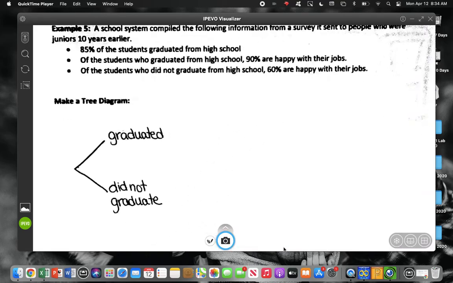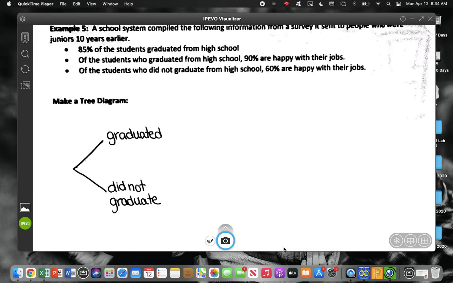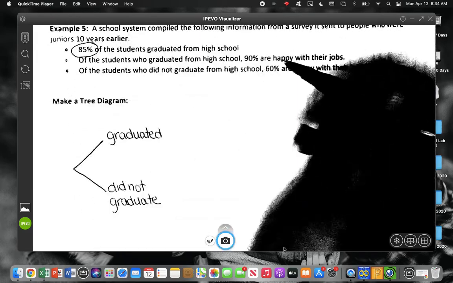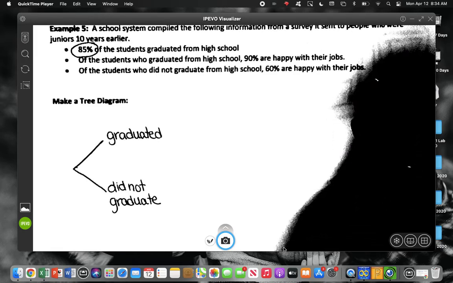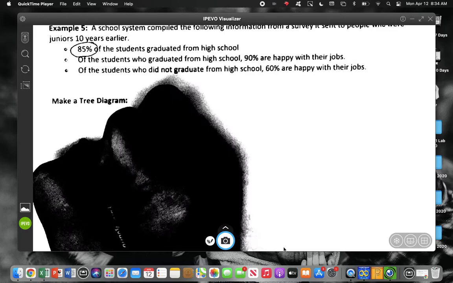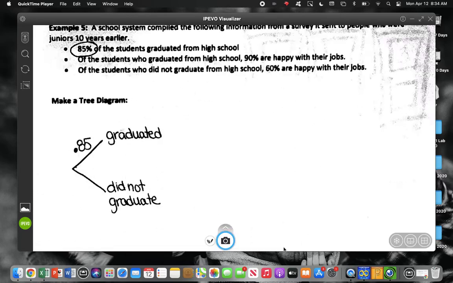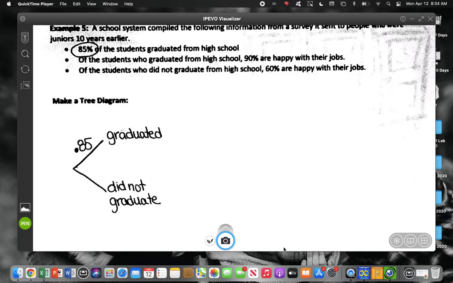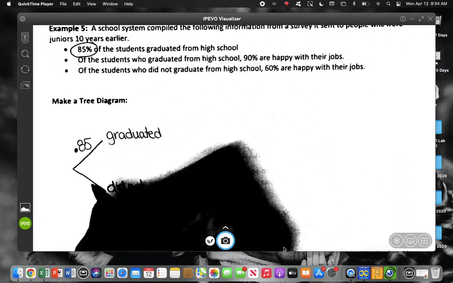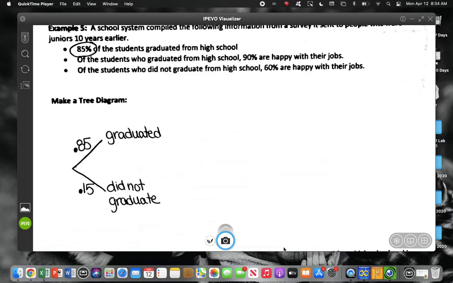Now it tells us here what's the percentage of people that graduated? 85% graduated. What is that as a decimal? 0.85. We never calculate probabilities with percents. We always do decimals. So I always write the probabilities along the branch. All right, so if 85% of these people graduated, what percent did not? What'd you say, Luke? All right, where'd you get 15 from? 100 minus 85. So if 85% of them graduated, 15% of them did not.